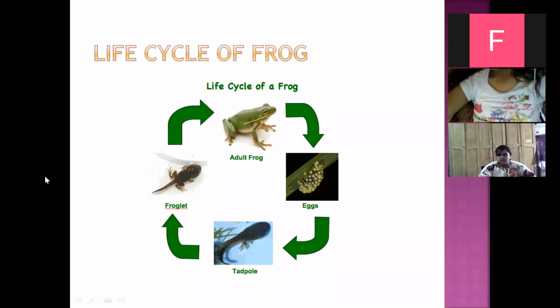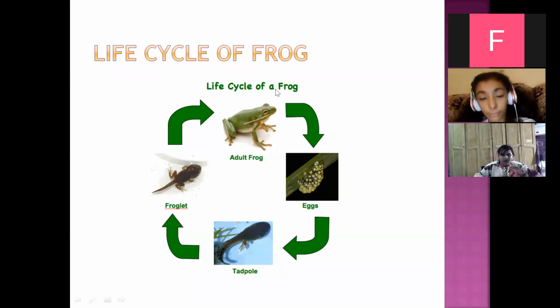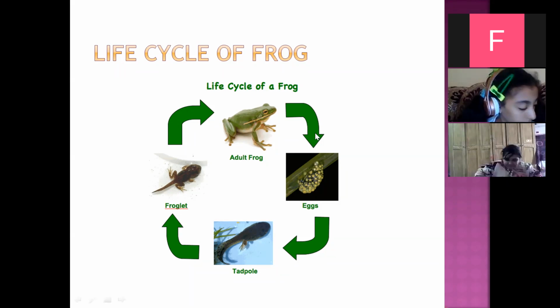The next example we are going to take is the life cycle of a frog. Okay, it is also on your page number 15. So in the same way, the frogs lay eggs in water. Okay, this is the stage number 1.